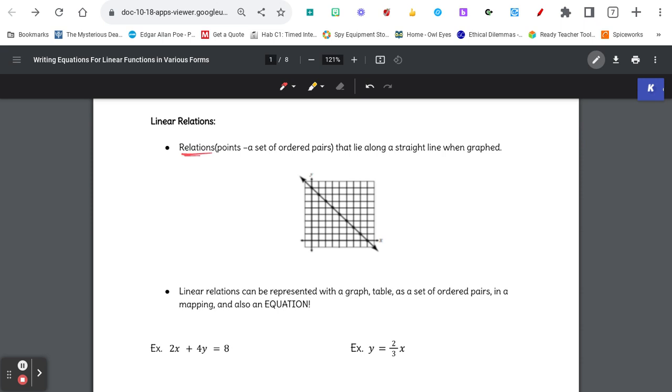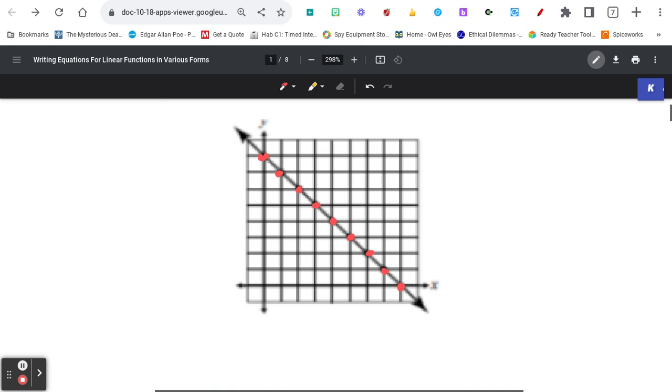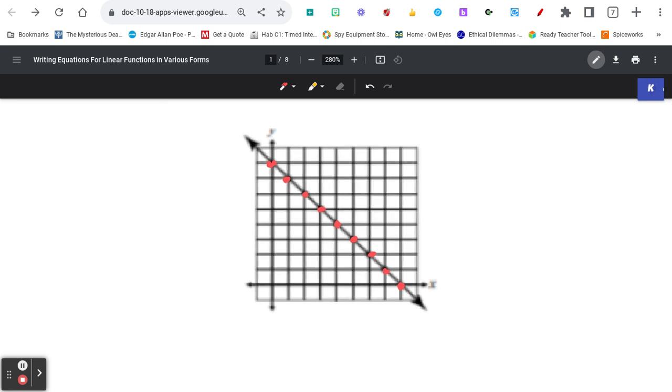The first thing we're going to talk about is what a relation actually is. A relation is just a set of ordered pairs. So it's just a whole bunch of points. So for instance, because you see these points on the graph here, that makes a relation. Those points are just ordered pairs. And I'm going to make this a little larger so you can read this point here.